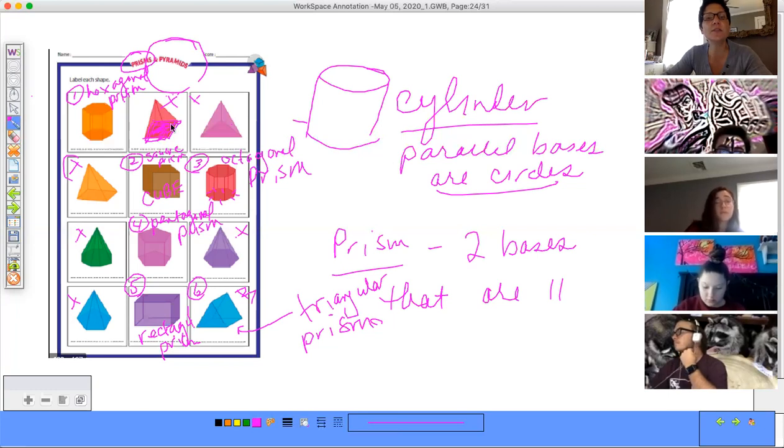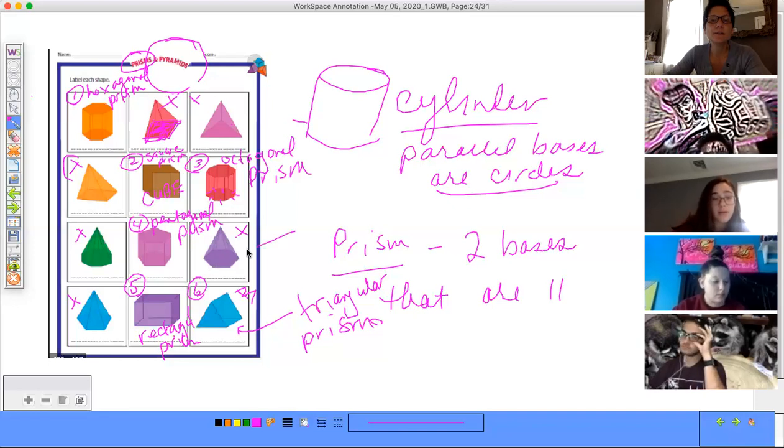So this one over here, you said is shaped like a square, so therefore this is called a square pyramid. So what would you call this one? Triangular pyramid. This one you would call a? Hexagonal pyramid. Good.